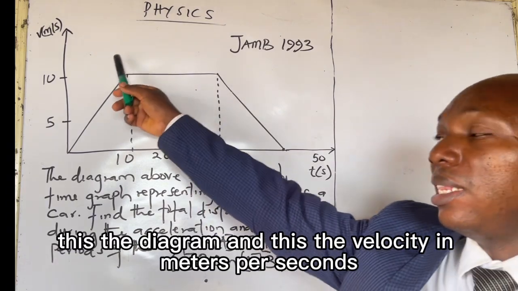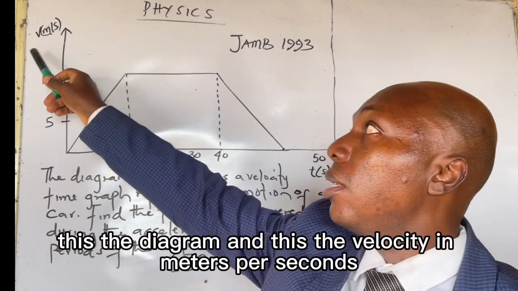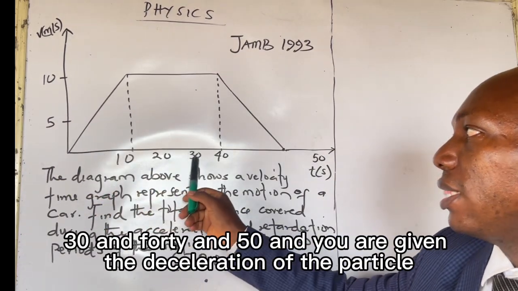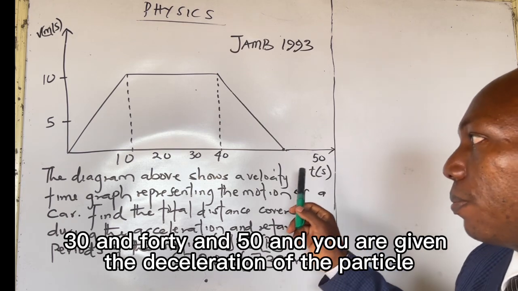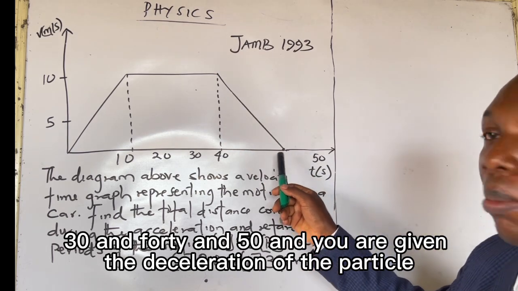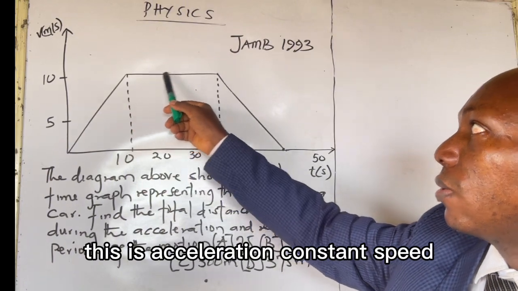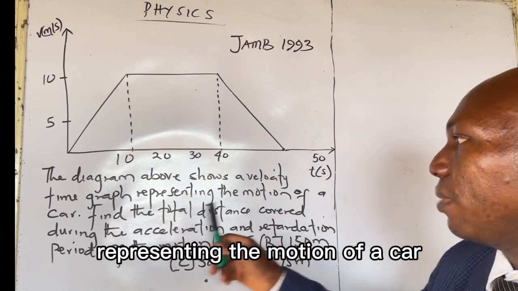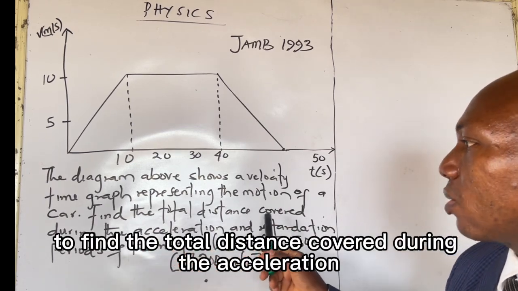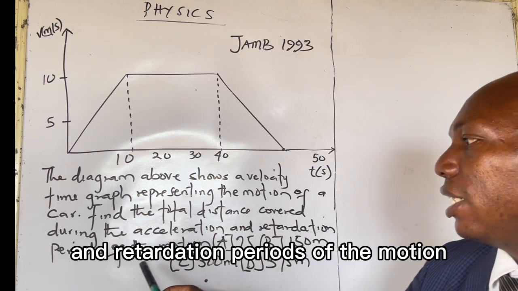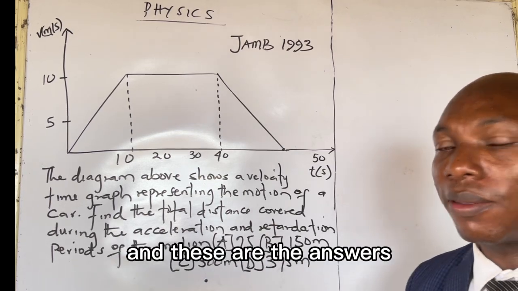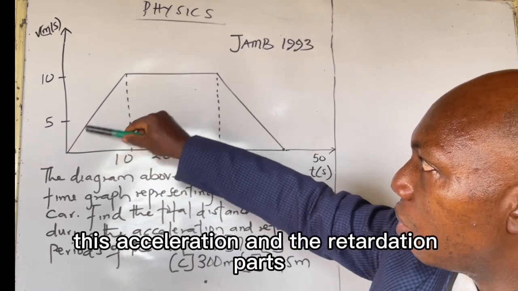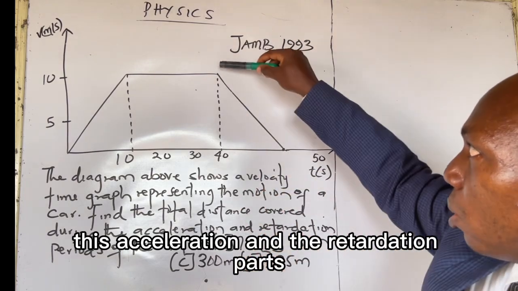Let's see this now. This is the diagram, and this is the velocity in meters per second, and time is in seconds. And we have 5, 10, 20, 30, 40, and 50. And we are given the deceleration of the particle. This is the acceleration, constant speed, and the diagram above shows a velocity time graph representing the motion of a car. So find the total distance covered during the acceleration and retardation periods of the motion, and these are the answers. So they are asked to calculate the total distance covered during the acceleration and the retardation parts.